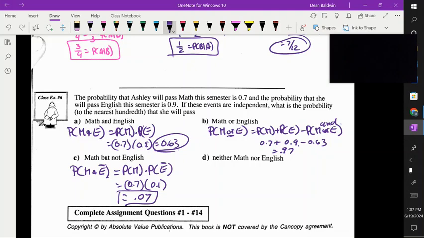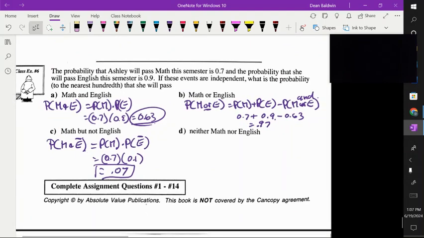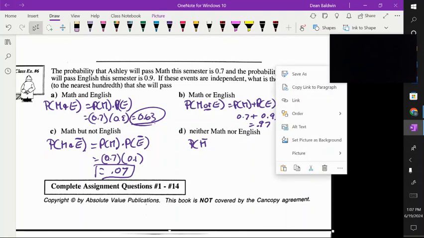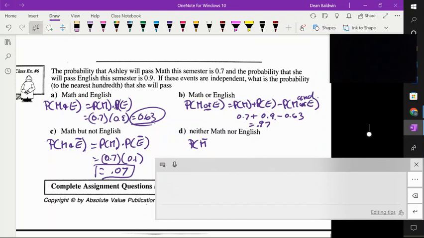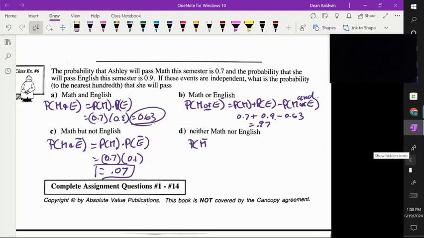All right. Neither math nor English. Well, there's two ways to do this. You can do the two complements. Not the first. What do you mean by the first one? Like math and English. Well, she's not passing either. Yeah, so I'm saying if you have 0.63, take one and you subtract 0.63.